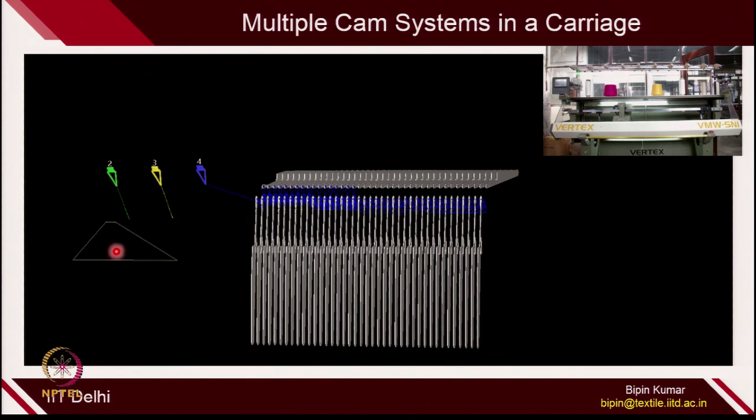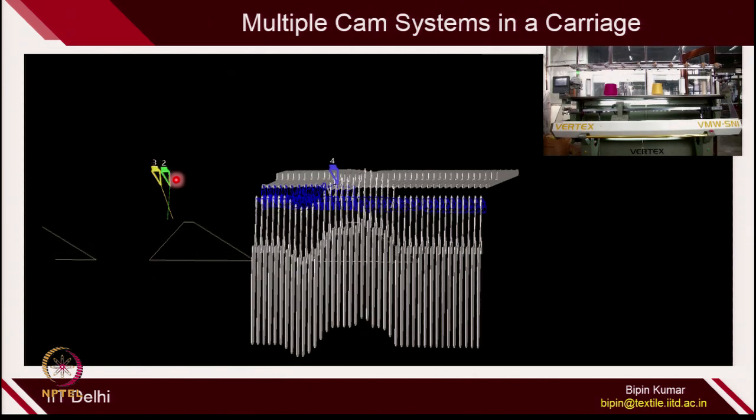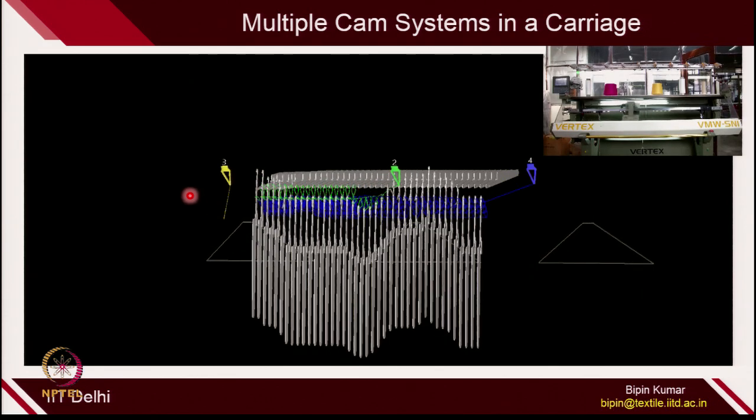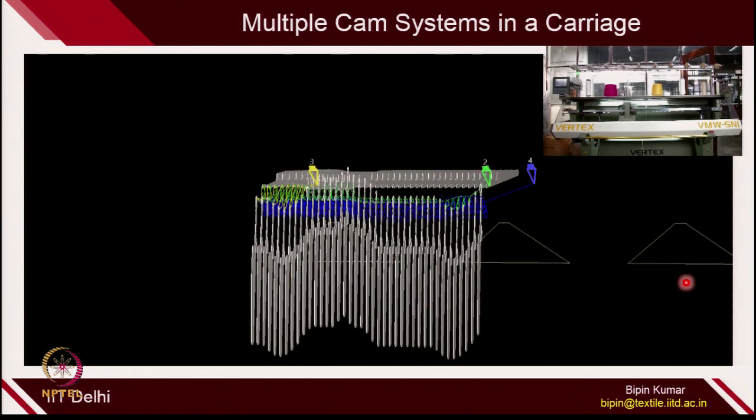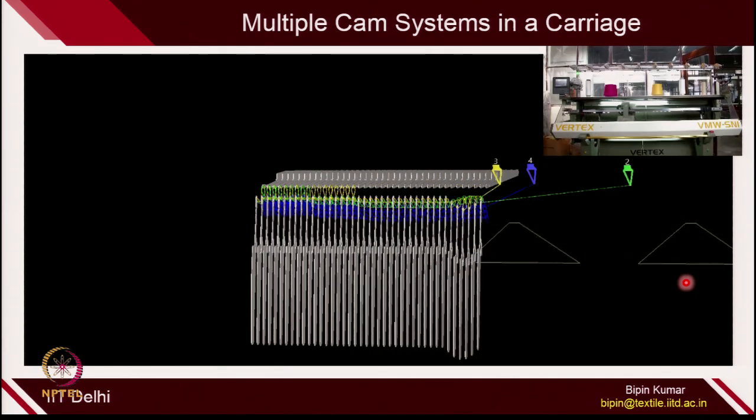For example, when you have a 3 cam system, in one go, when you are taking the carriage from one side to the other, you can simultaneously create up to 3 courses, which you can see in this video. The first cam is carrying the blue yarn, the second cam is carrying the green yarn, the third cam is carrying the yellow yarn. Each cam has the flexibility to work with any feeder arrangement, because it can do the needle functions depending on what setting you have done on this cam system.